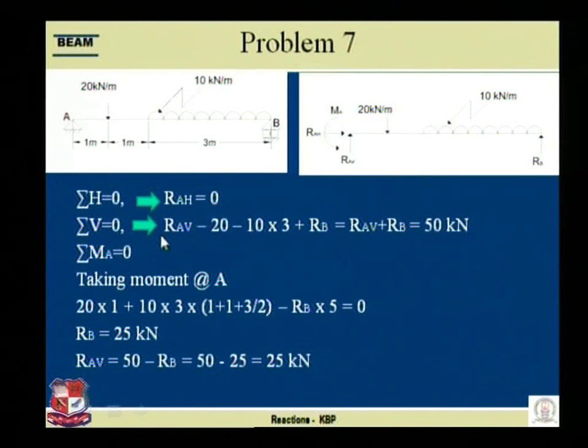Applying sigma V is equal to 0. Now please carefully see, RAV which is acting upward, minus 20 which is acting downward, minus 10 into 3, that is the UDL which is acting, plus RB is equal to 0, and then we find RAV plus RB is equal to 50 kilonewton.